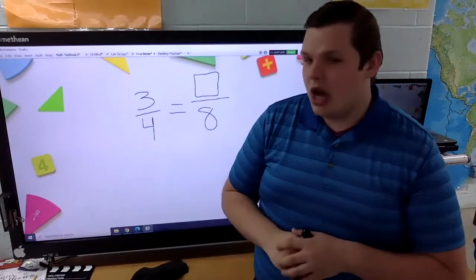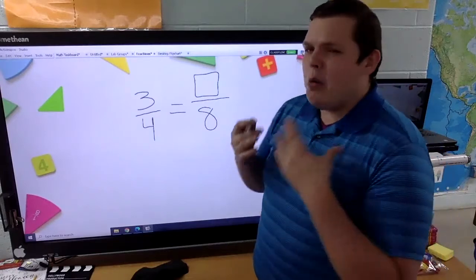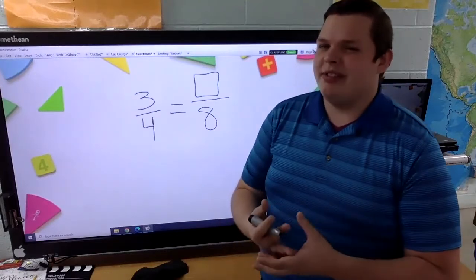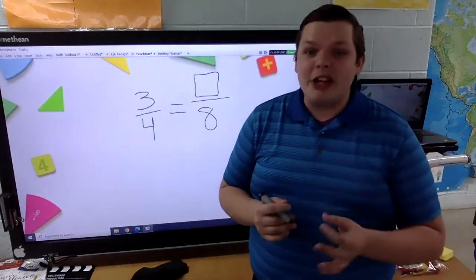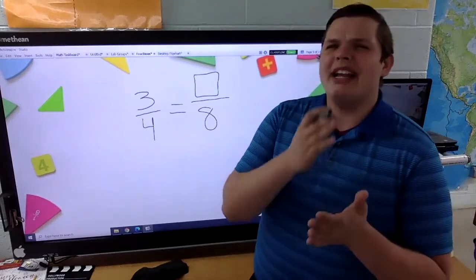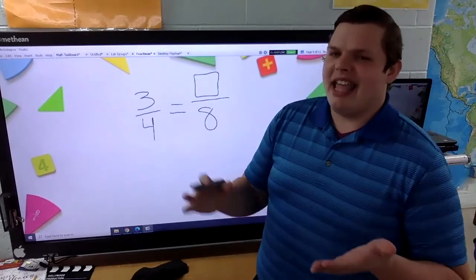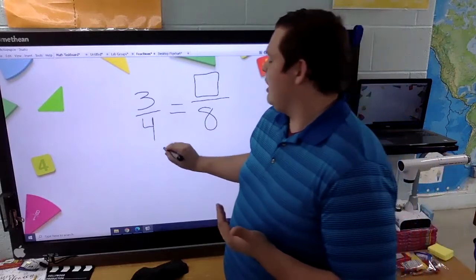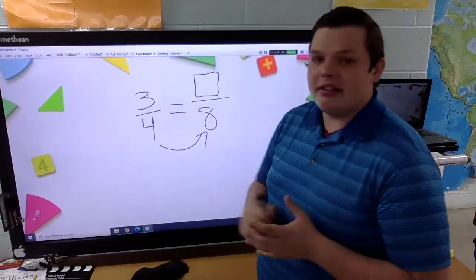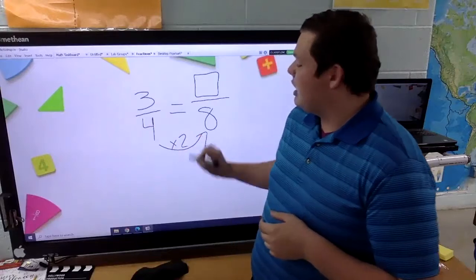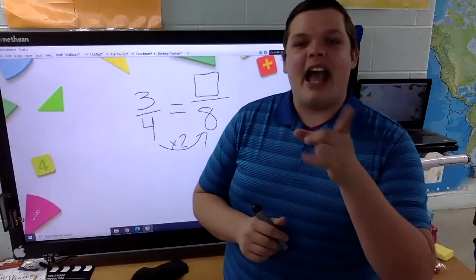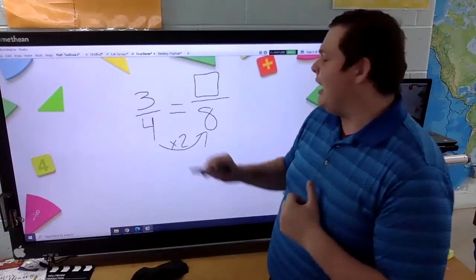So you have to know, what can I take 4 times to get to 8? This is where your math facts are going to be crucial. What can I take times 4 to get to 8? Well, I know my math facts. 4 times 2 equals 8. Now you have to do on the top whatever you do on the bottom.